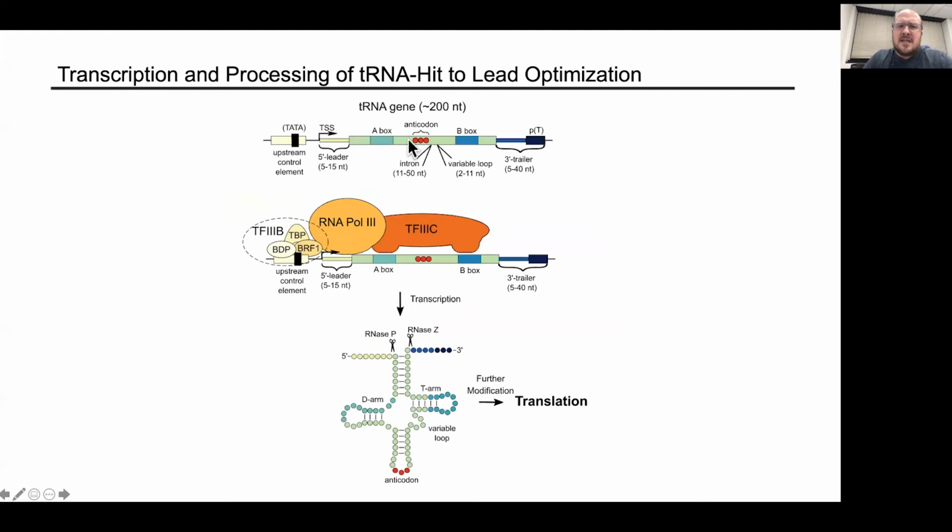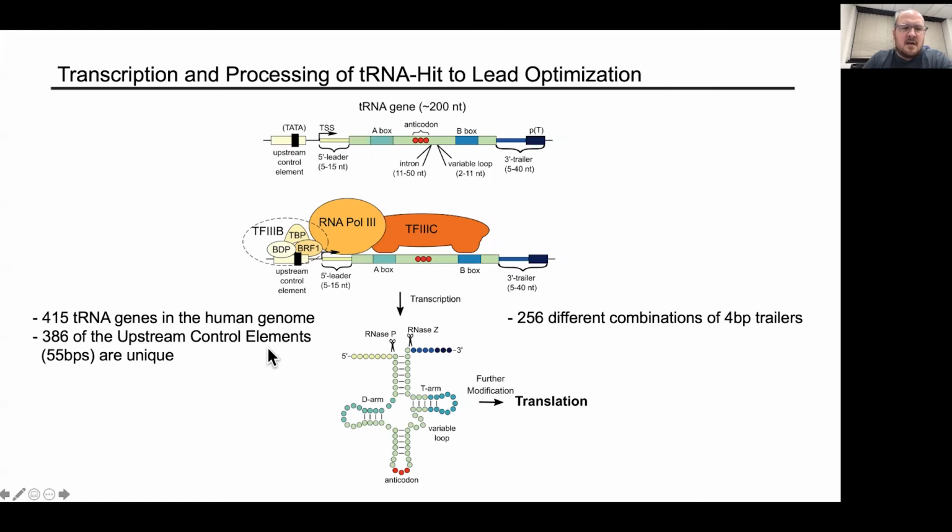And so if you look at the tRNA gene, which is shown here, there are some upstream control elements that are important for transcription. They're not necessary, but they can enhance transcription. And then you have a trailer sequence that is important for processing of the tRNA. So kind of shown here is the tRNA gene with transcription elements bound to the A and B box and the upstream control elements. Once you have transcription, the 5' leader is cleaved off with an enzyme called RNase P, and the 3' is cleaved with RNase Z. And then this tRNA is further processed and modified where it participates in translation.